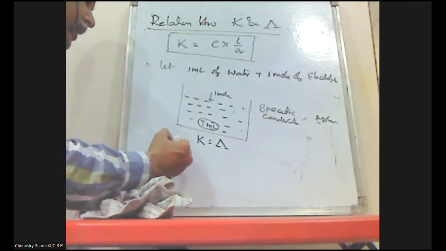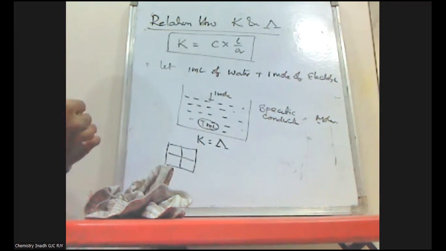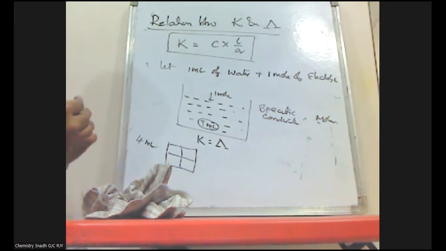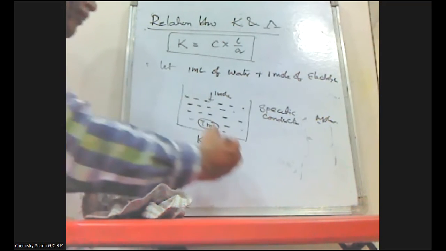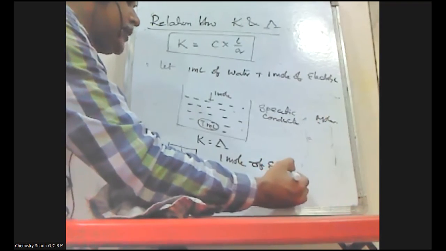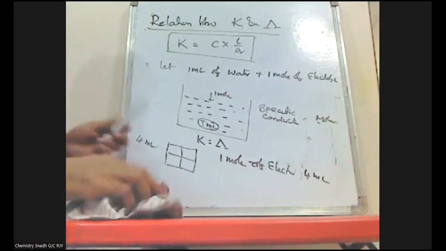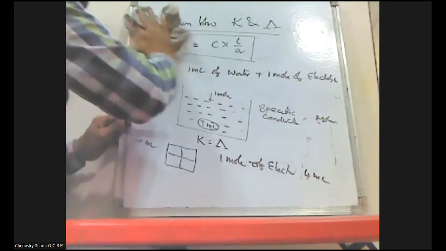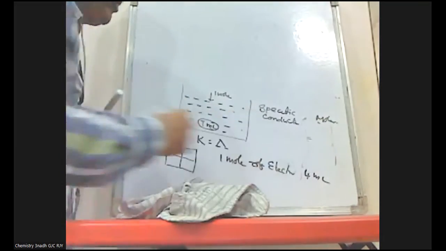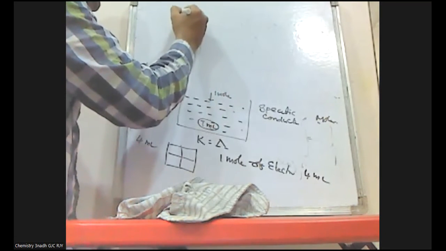Now I have diluted this to 4 ml by the addition of 3 ml of water. I measure the conductance again. Now 1 mole of electrolyte is present in 4 ml of solution. I measure the conductance. Now what will I get? I will get the molar conductance, because 1 mole of electrolyte is present in V cc of solution.